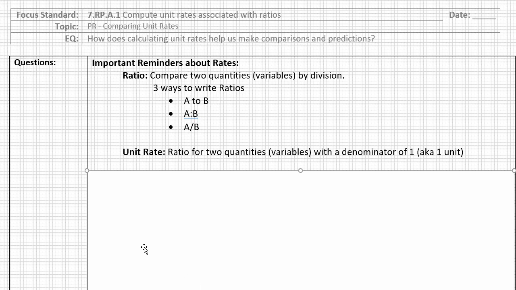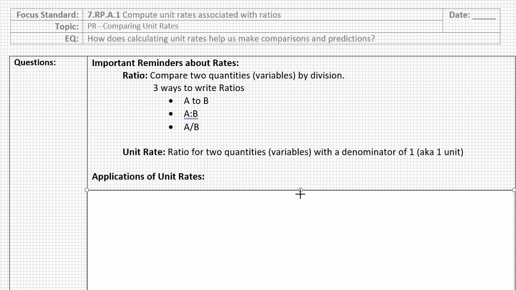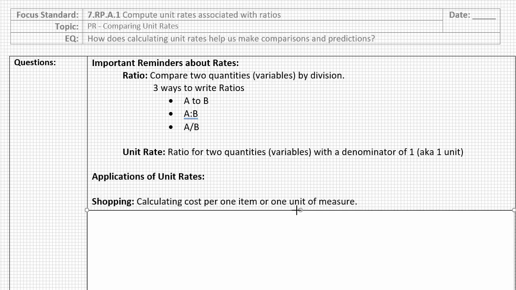You may also remember from 6th grade calculating unit rates, where we find the ratio for two quantities, like we're doing up here, but this time with a denominator of 1. So let's go ahead and start looking at some ways we apply that.